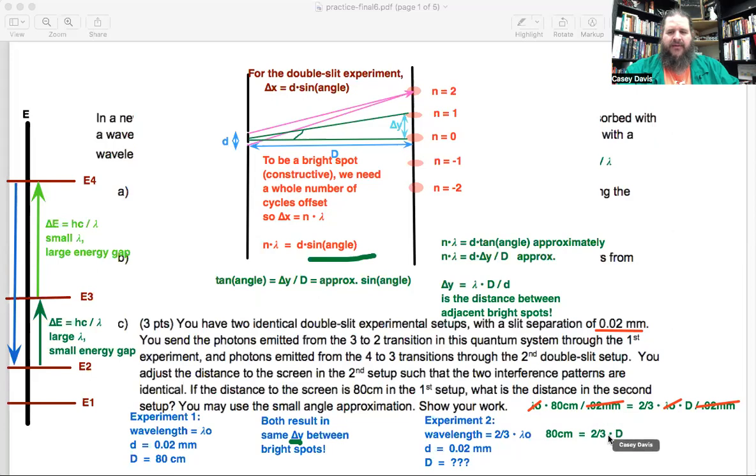And then what could we do? How do we get rid of that 2/3? Multiply each side by 3/2. Yeah, so D equals 3/2 times 80 centimeters. In other words, 120 centimeters. So that has to be the distance from the slits to the wall in experiment 2 in order to make the interference patterns match up precisely. Any other questions on that?